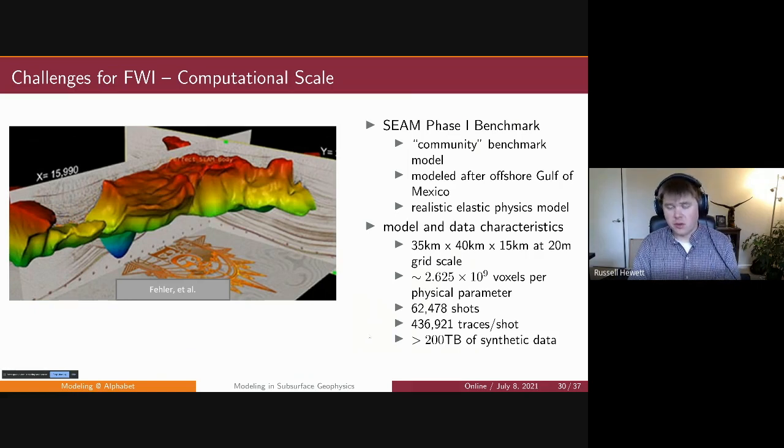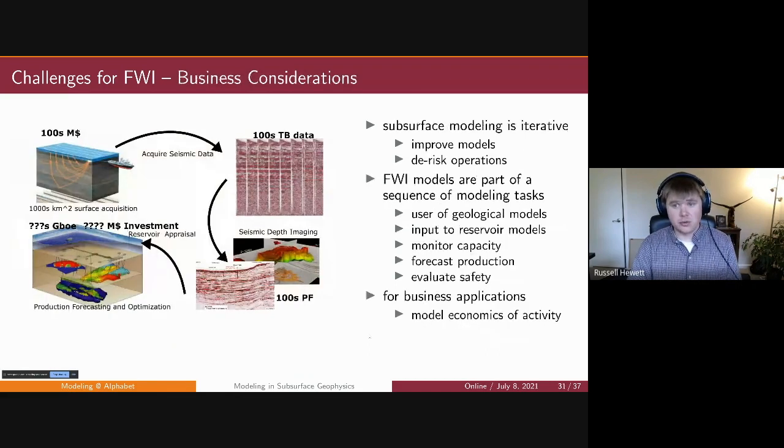So the CM Phase 1 is a community benchmark that we use. It's a 3D benchmark, basically gigascale velocity and elastic material parameters, provides over 60,000 sources paired with 400,000 plus traces per shot, resulting in about 200 terabytes of synthetic data that can be used as a benchmark inversion. And the reason this volume is so large is that this is the scale at which an exploration scale seismic survey would be producing data.